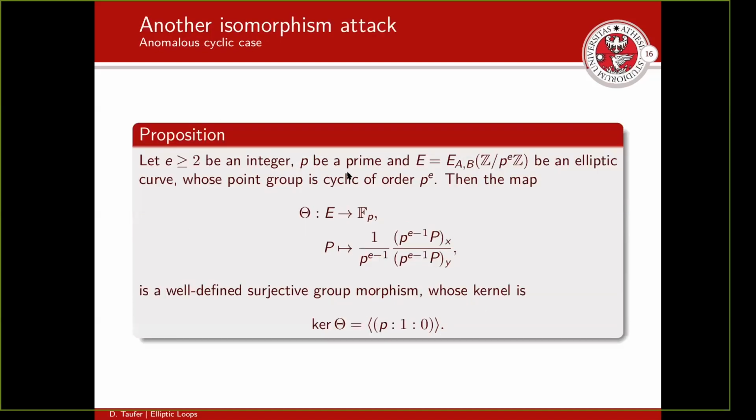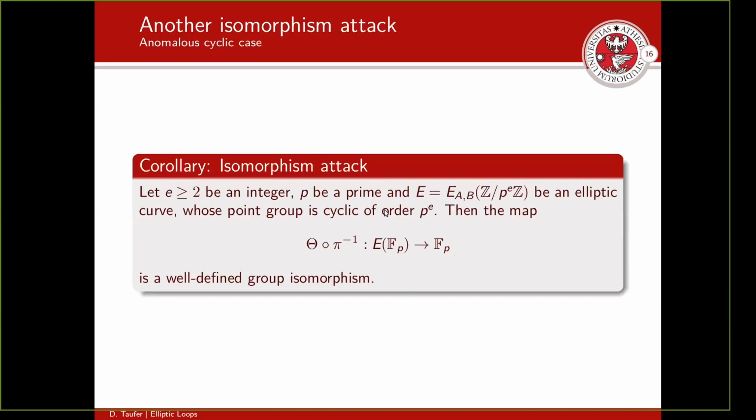So this is a proposition which gives an explicit isomorphism. Well, this is not an isomorphism, it is just a morphism with a given kernel that we know from the curve to the base field. And then a corollary is that if we take any fiber of the point and we apply this morphism theta, then we have a real group isomorphism. And this means that you immediately break the discrete logarithm in this setting.